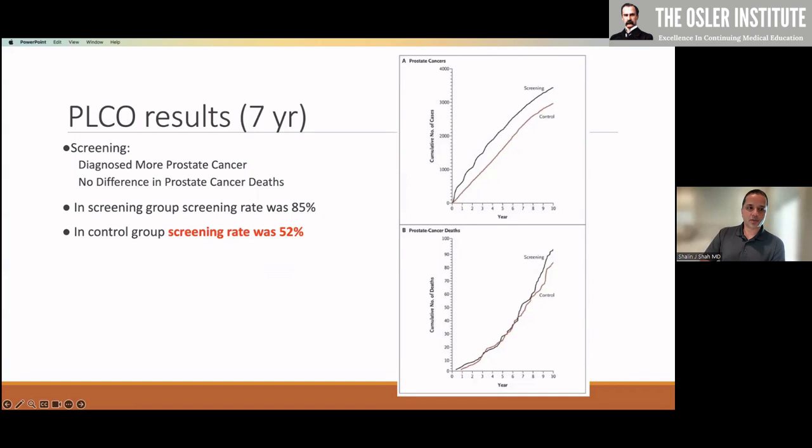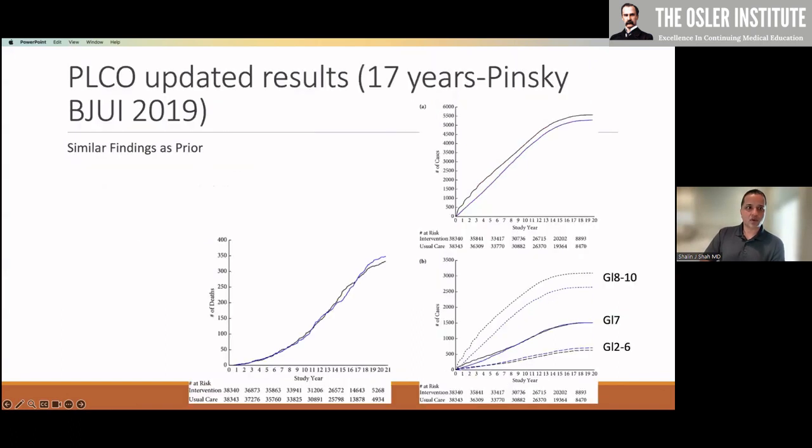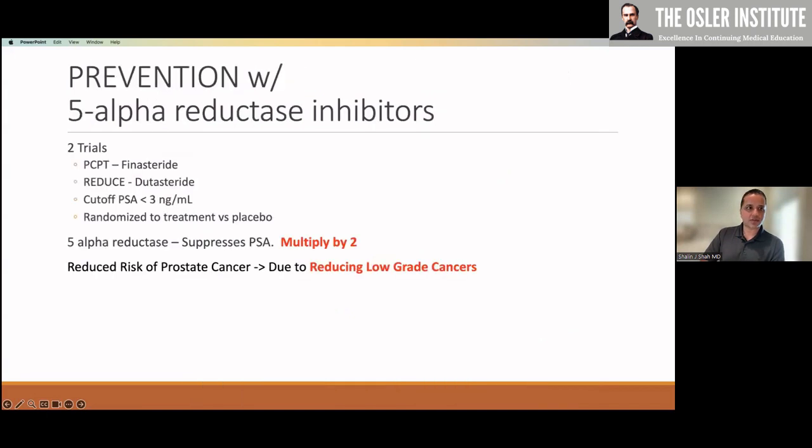And in the screening group, the screening rate was 85%. In the control group, however, the screening rate was also pretty high at 52%. So at 17 years follow-up, they did show that the number of deaths in each arm were roughly the same throughout. But that's because the screening rate was higher in the observation group.